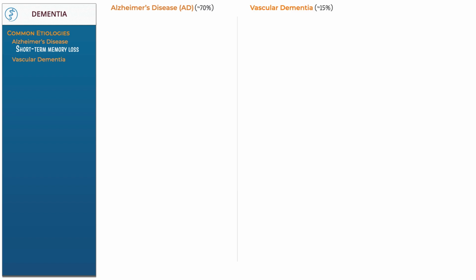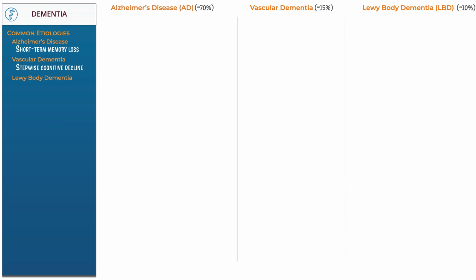Here we'll address major aspects of dementia. We'll focus on Alzheimer's disease, which accounts for roughly 70% of dementia. At its core, it's a disease of progressive short term memory loss. Vascular dementia, which accounts for roughly 15%, manifests with a classic stepwise progression.